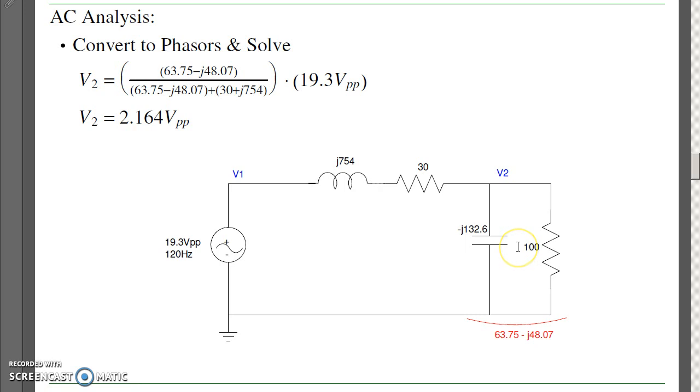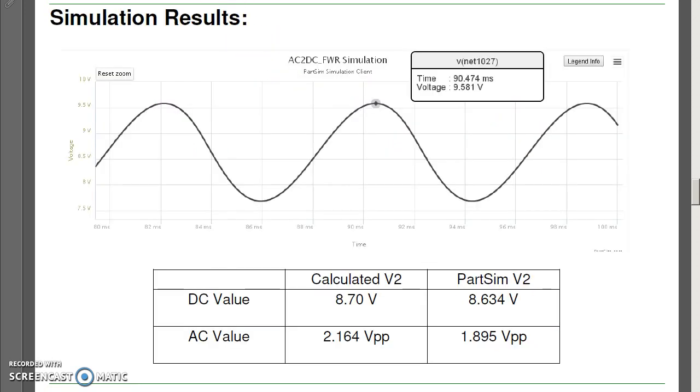Putting these together, that's 63 minus j48 ohms, R1 over R1 plus R2, times the input, gives you 2.16 volts peak to peak. Again, the angle I ignored, I just care about the amplitude. That's how much V2 is rippling. Put the two together, the DC and the AC part, what I get is the DC part should be 8.7 volts with a 2.16 volt peak to peak ripple.